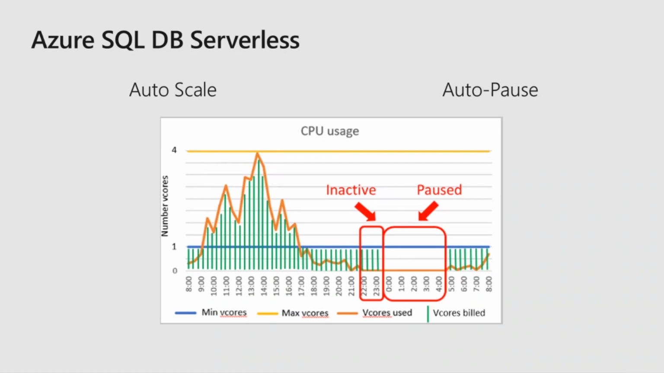So if you see in this diagram, you can see the blue line which defines the minimum number of CPU cores that are going to be used, and the orange line defines the maximum number of CPU cores that are going to be used. And when you have an inactive period for 1 hour, maybe from 2200 to 2300, based on this inactive period, the database compute will be paused starting from 0000 to 0400.